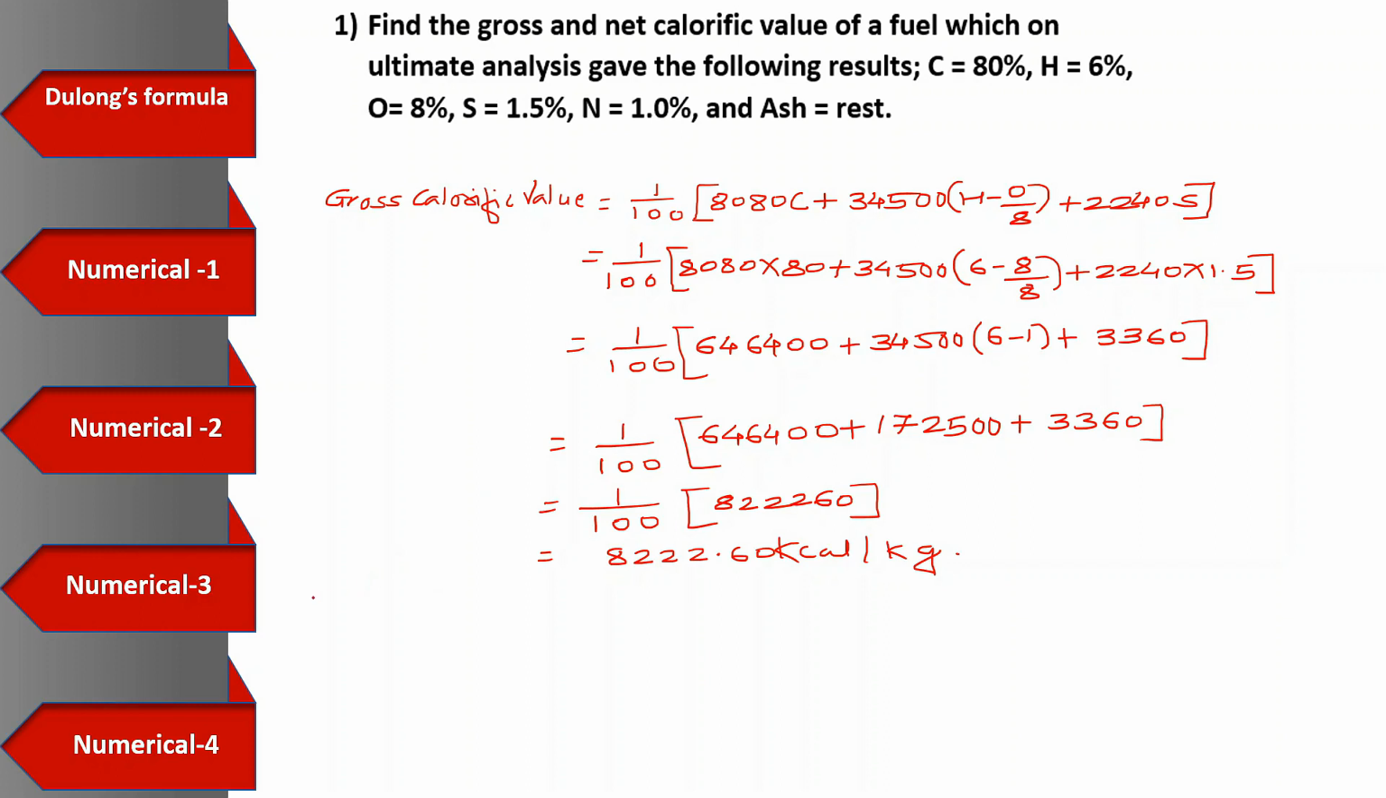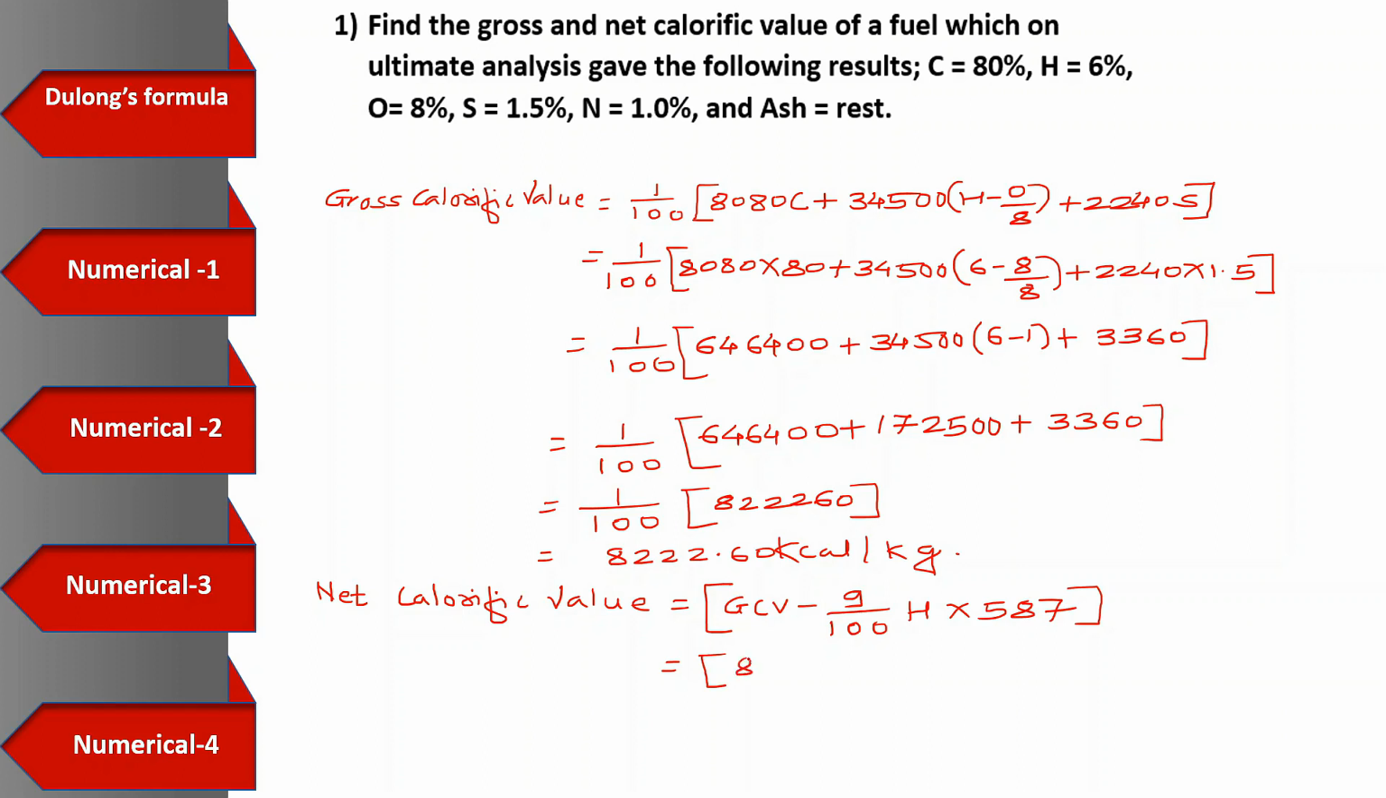On the basis of that, in the next step we calculate the net calorific value. The formula is GCV minus 9 upon 100 H into 587. Put the values.